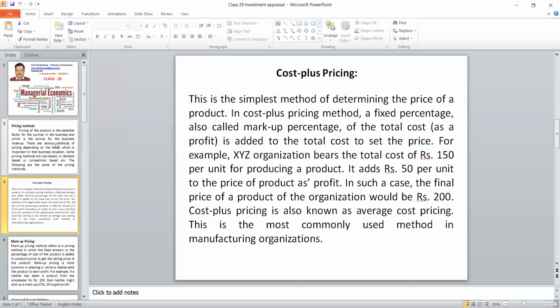I will repeat again. The first type of pricing method we call cost plus pricing. Why? Because total cost plus profit margin will be equal to the price of the product. So this method we call cost plus pricing. This is the simplest. Most of the firms are using this method only.